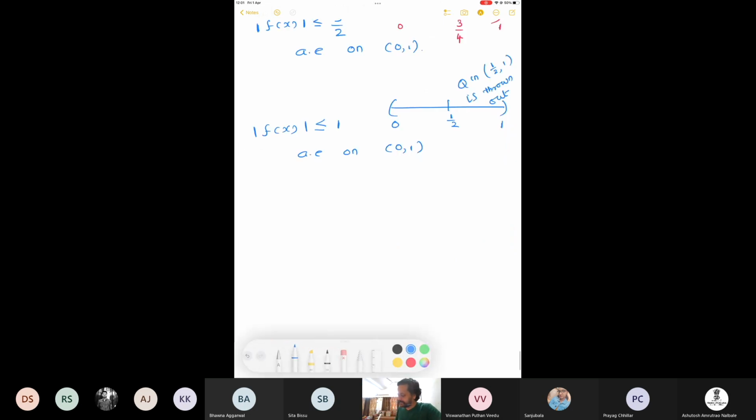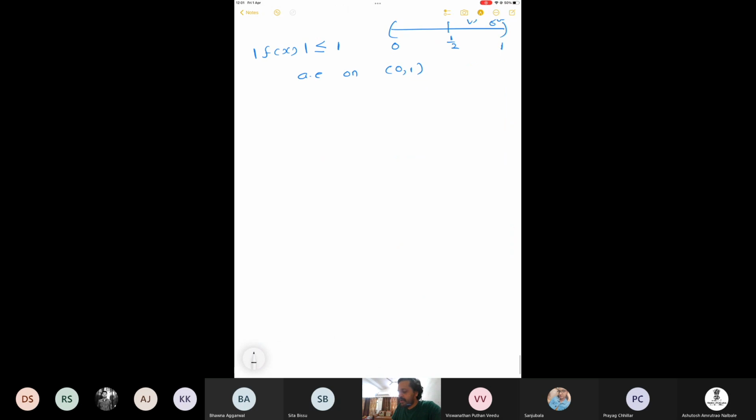So what I will do is look at the set of all m such that modulus of f of x is less than or equal to m almost everywhere on x, and take the infimum of them. This is the best I can do.